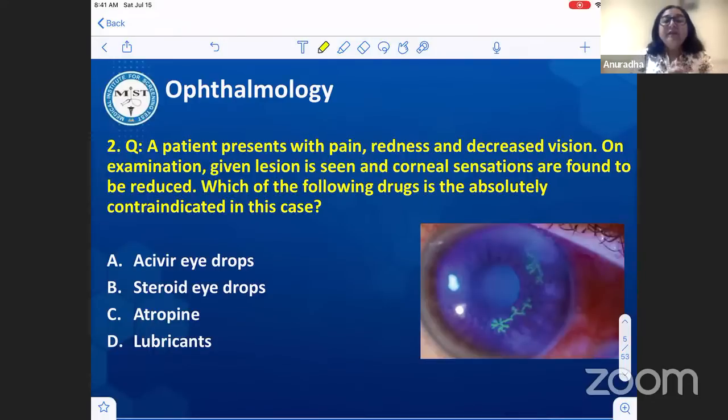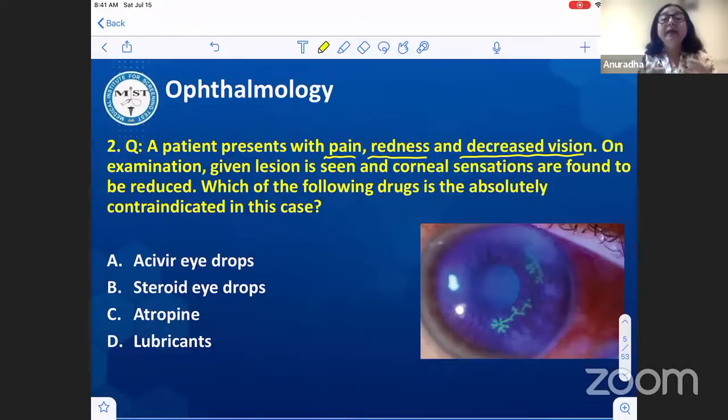A patient presents with pain, redness, and decreased vision. So what are the symptoms of the patient? Patient is having pain, redness of the eye, and decreased vision. Now, friends, whenever there is painful red eye and decreased vision, what should you think of? Decreased vision, painful red eye, there are three diagnoses which you should keep in mind. Right? Three kinds of condition.